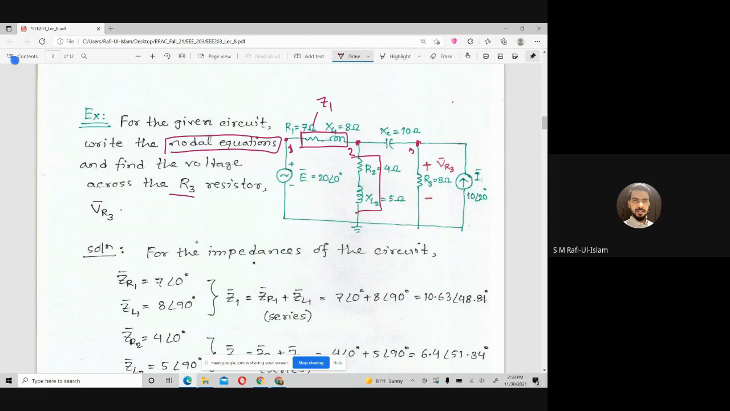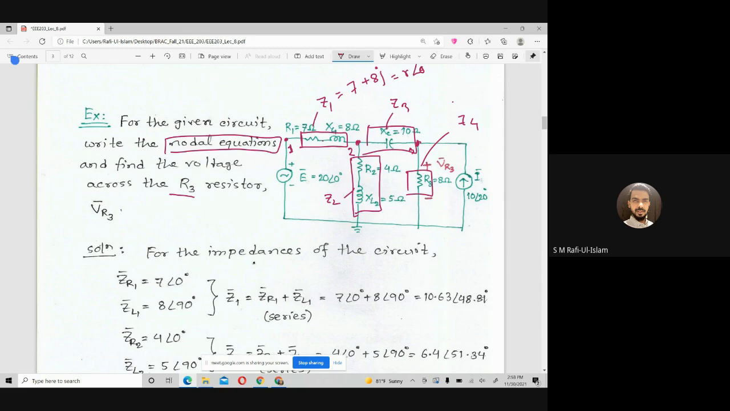Can I replace this one with a single impedance, like another Z? Yes, sir. This is another Z, and this is another Z, Z4 or something. Is it possible to do so? This is so simple, right? What is Z1? Tell me. What is Z1? 7 plus 8j, right? Can I replace it with R theta format? We can do that easily. Any confusion with that?